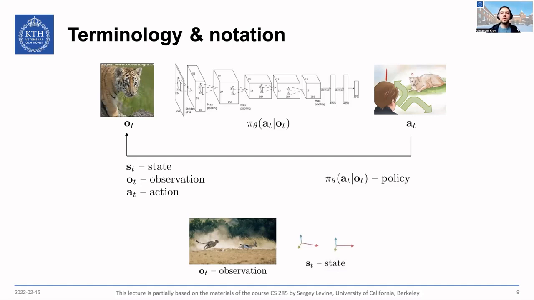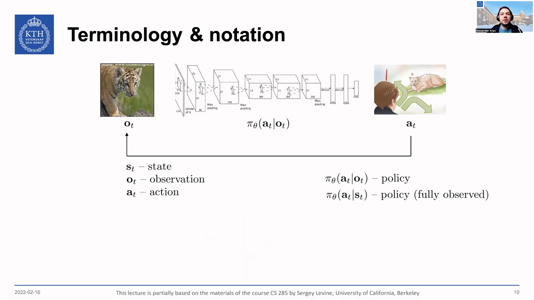So as we said, this pi that gives us A given the O is the policy. And sometimes when the states are fully observed, as in the games, for example, we exactly know the position of all the pieces on the board. In these cases, policy can go straight from the states. So basically, it will be denoted as pi of A given S.